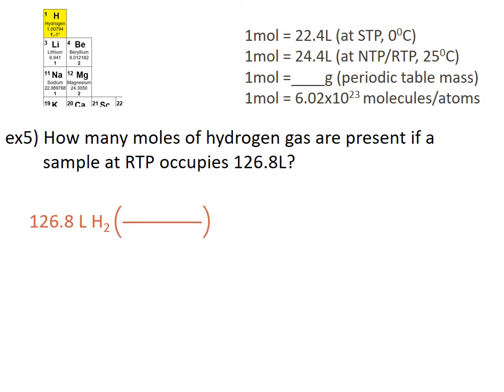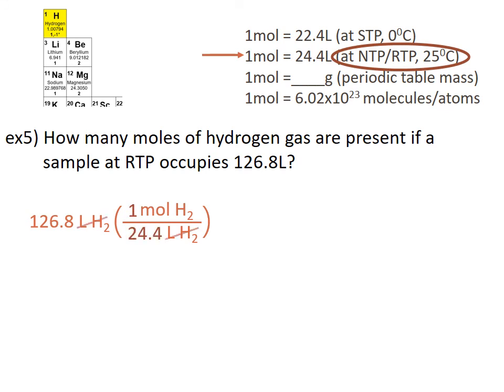Big brackets, I currently have liters of H2, and I'm going to be going to moles because, again, if I'm not given moles to begin with, my first step is always converting to moles. So I'll put liters of hydrogen in the bottom so they can factor out, and I'm going to moles of H2. Now I'm looking at which conversion am I using, and it's going to be one of the top two. 1 mole equals 22.4 liters, or 1 mole equals 24.4 liters, and that all depends on what was given to me in the question. And it says the sample is at RTP. So if it's at RTP, I'm using 1 mole equals 24.4 liters. So 1 mole equals 24.4 liters.